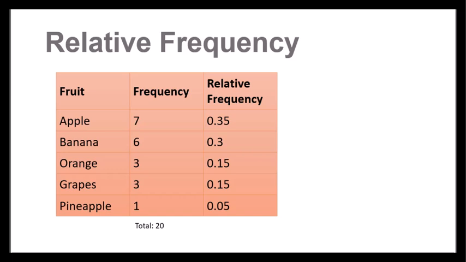Or even more commonly, we will see relative frequency converted to a percentage. So rather than 0.35, we would write that as 35%. Rather than 0.3, we'd write that as 30%, etc. For a categorical data set like this, we might use a pie chart to represent these relative frequencies, or a bar chart to represent the frequency or relative frequencies to compare these different categories.